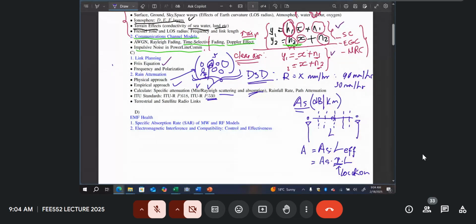The other thing is just now the orientation. You have said it can be oriented as a terrestrial path, or it could be a satellite.